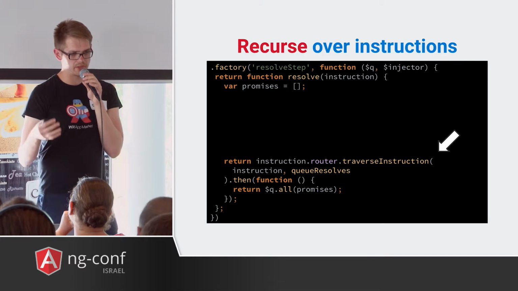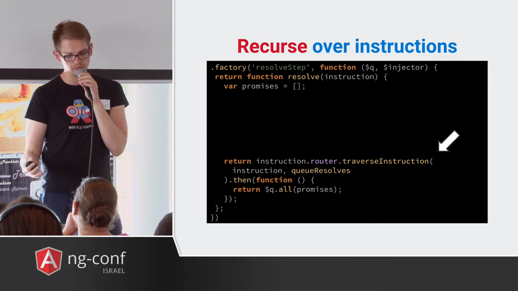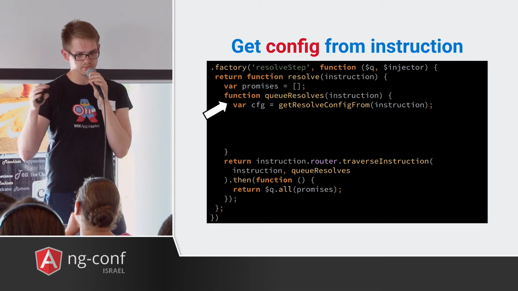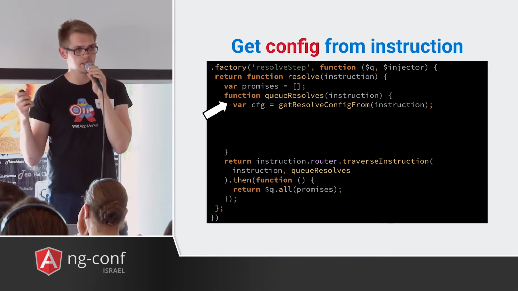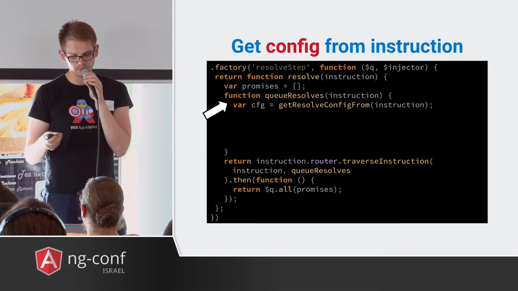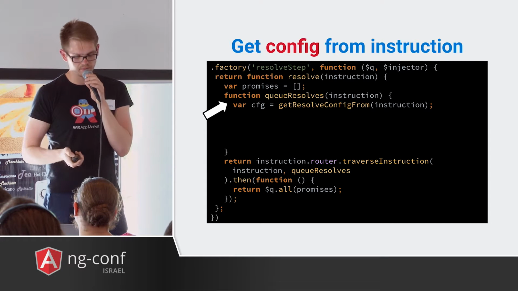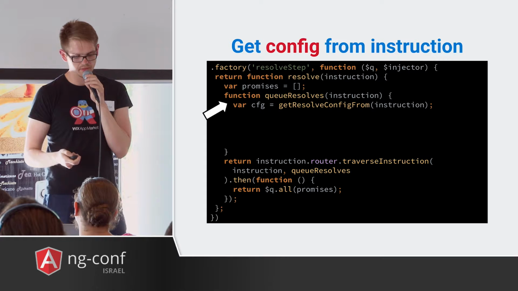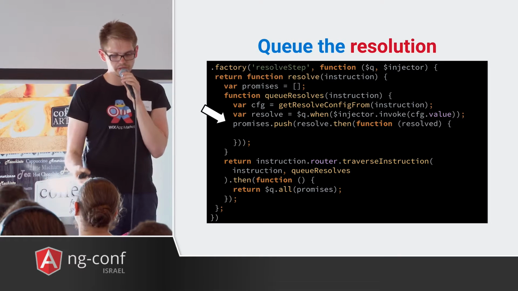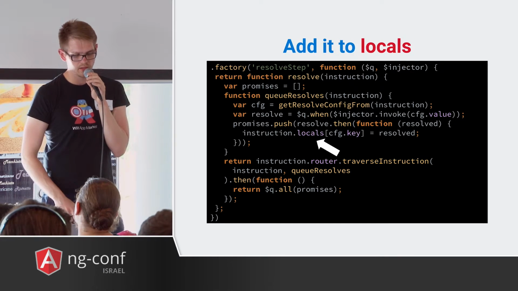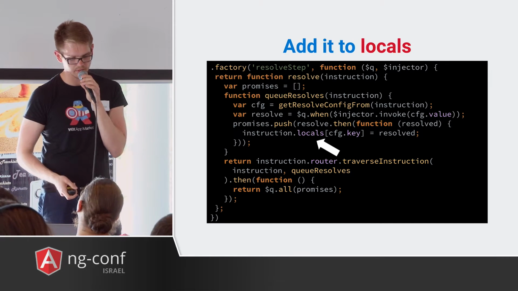Then in our implementation, we would go over all of the instructions, the sub-instructions, and for each instruction we go through, we would queue the resolution configuration, so we would get it from the instruction of some sort. This is not finalized yet, and it will be available to the instruction, but it's a bit of a dark spot now. I've implemented this, but it's complicated, so I won't get into how to actually get the configuration from the instruction. Then the next step would be to queue the resolution, so just call it with the injector, and when it's done, we can just add it to the locals, and it will be available to the controllers that want to use these resolves.